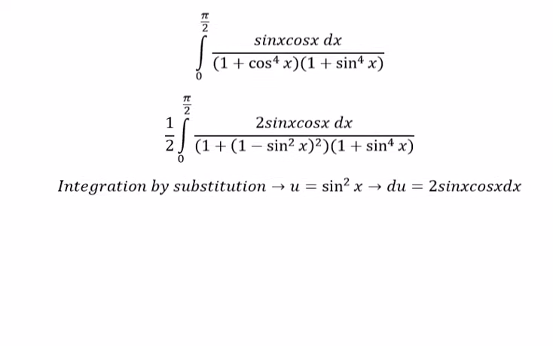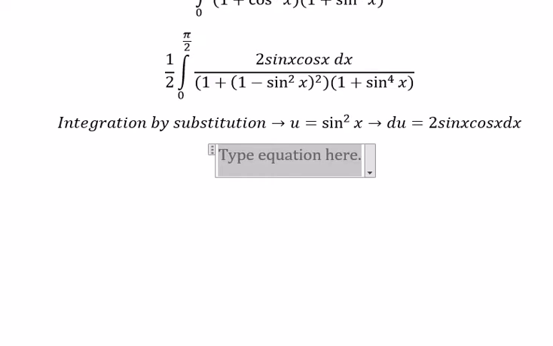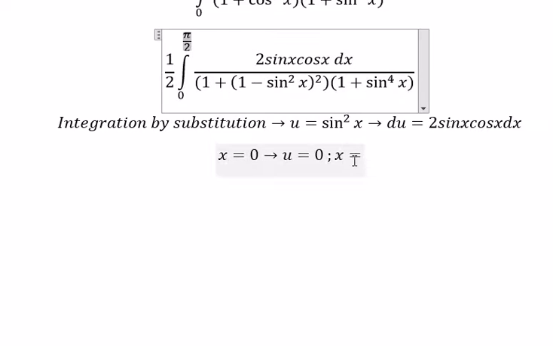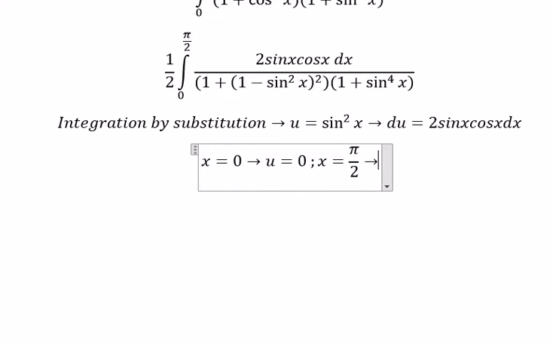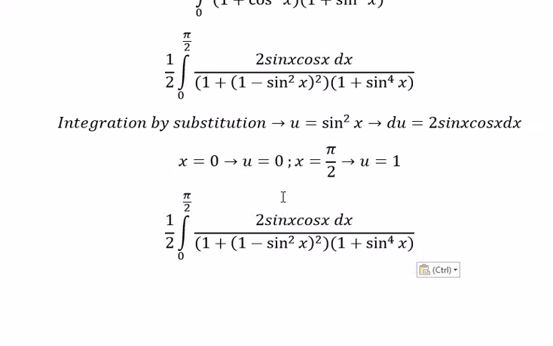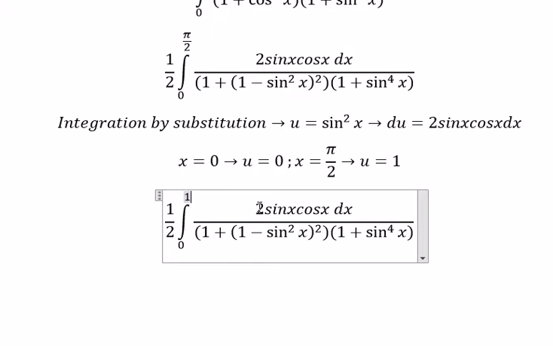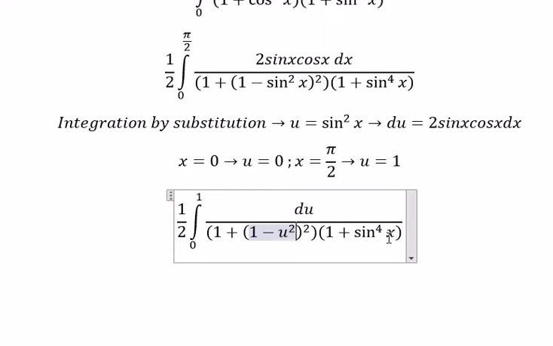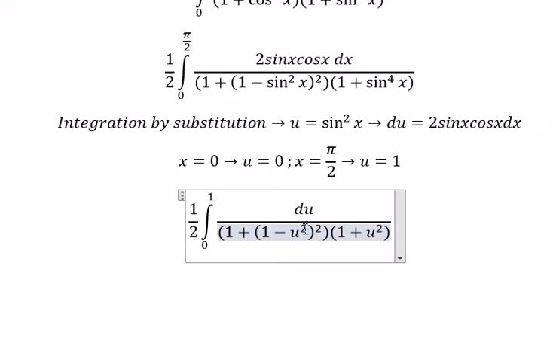Next, we need to change the bounds in here. If x equals number 0, then u should be number 0. If x equals pi over 2, then u should be number 1. This is number 1. This is about du. This is u squared. Or this is u, sorry.